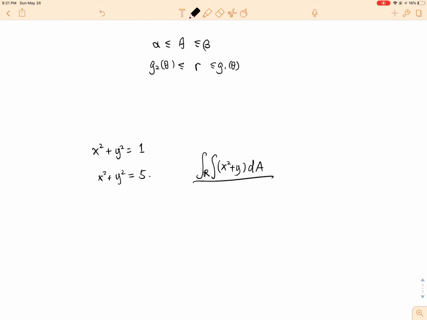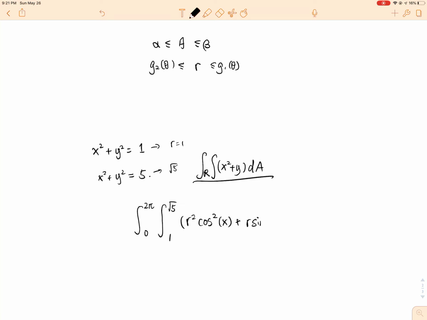First of all, we transform the boundary of theta, so it's 0 to 2 pi. It's a circle. And the boundary for r: this one is r equals 1, right? And this one is r equals square root of 5. So r goes from 1 to square root of 5, and we just plug in the corresponding polar coordinate variables.